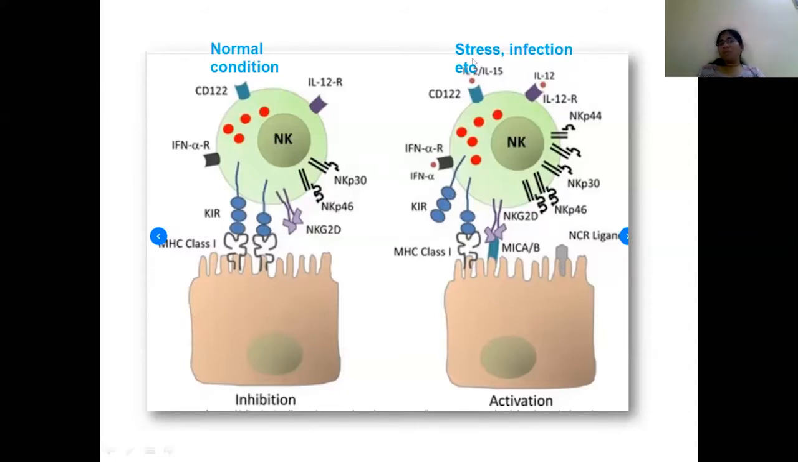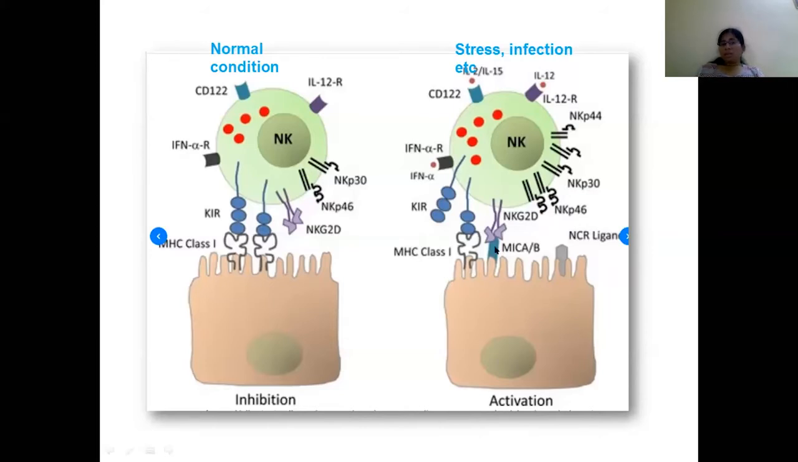But in the situation of stress, infection, etc., what happens is you have a lot of activating receptors which get expressed on the NK cell membrane. Classic example is NKG2D. This leads on to active ligation of this particular receptor with the ligand which is presented by MHC class 1 like receptor which is present on the target cell.